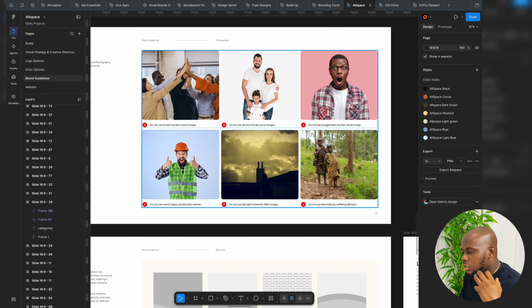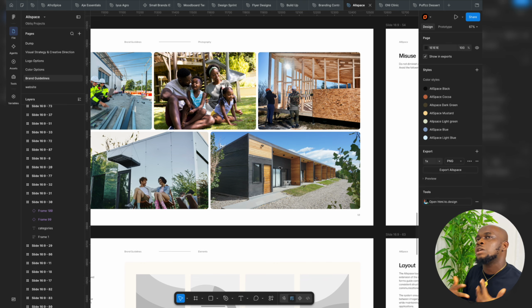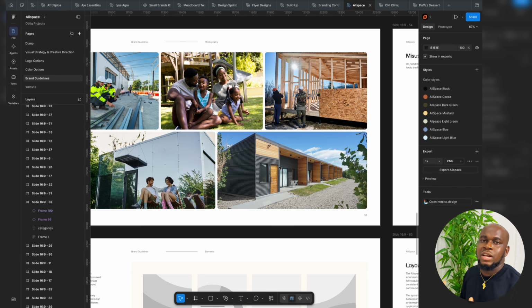So these are not the kind of images that we want to create. We don't want first reaction images. We don't want to use obvious family stock images. We don't want to use low light cinema. You get? These are things that you have to define based on the kind of brand you're building. On this page, I've talked about how I worked on Soraya, and I gave the kind of image style that Soraya should have, very vibrant and colorful and all those things. But that is not the case here.